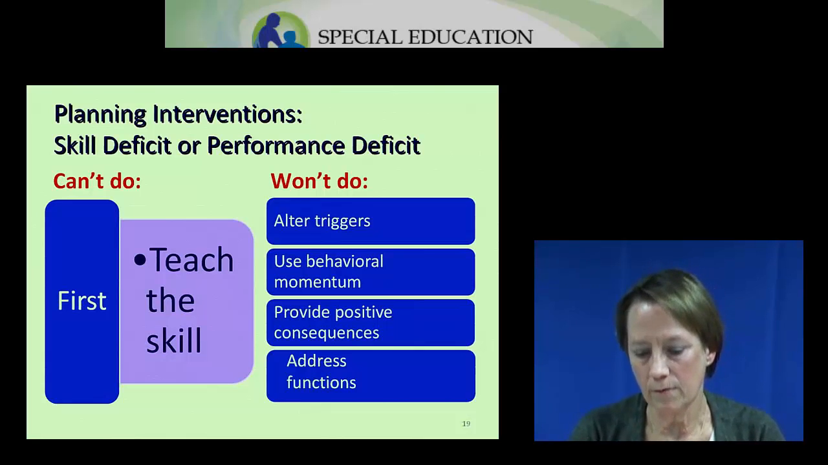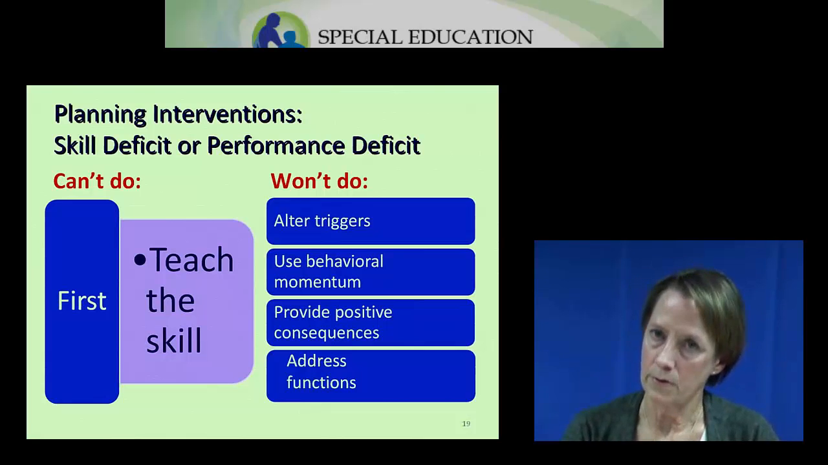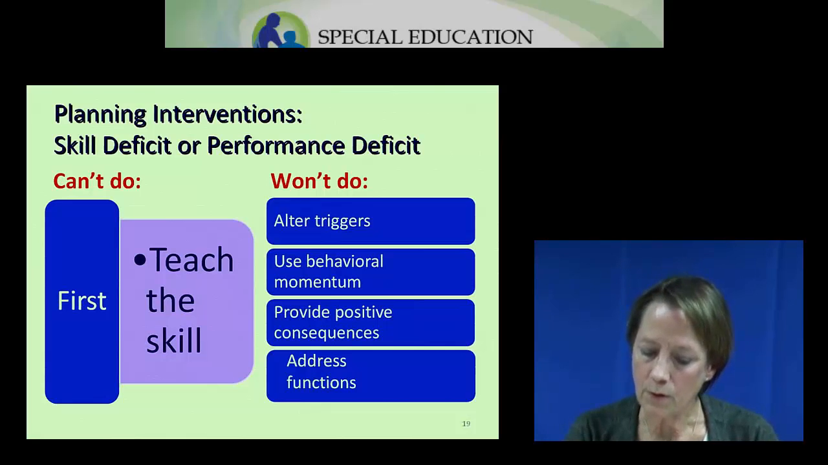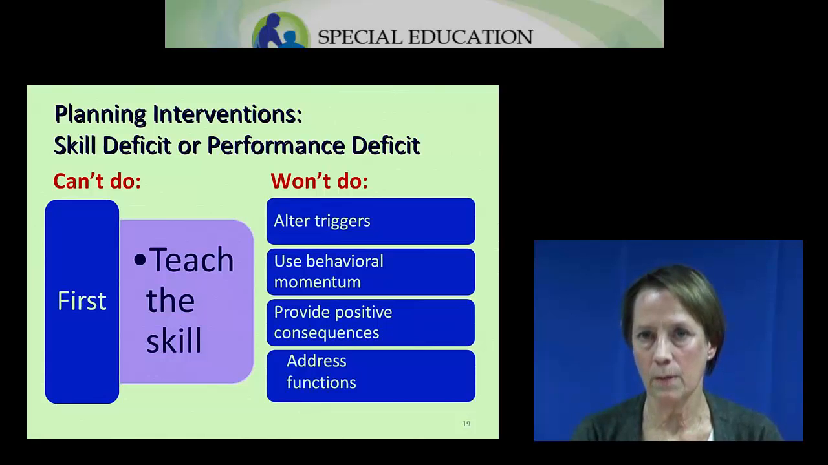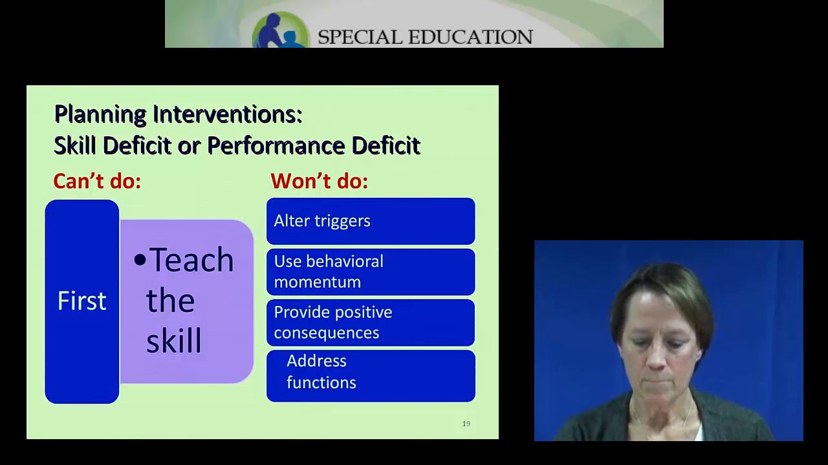If we're seeing a behavior that we think a student could carry out as a skill, but they're not, now we're going to have to look at the triggers for the behavior, and we might want to use behavioral momentum. These are concepts that were discussed in earlier webcasts. But we're also going to think about providing positive consequences and addressing the functions of LaToya's behavior. Those are things we're going to talk about later in this webcast.